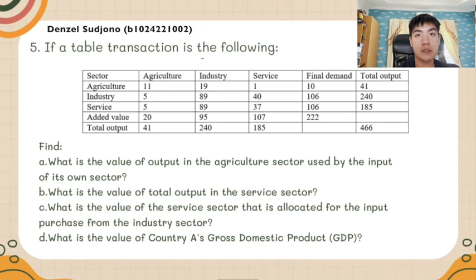If a transaction table is the following: agriculture, industry, service, total value, total output as the columns, and as the rows, agriculture, industry, service, final demand, and total output. You can see the table in the slides, and the questions are: A, what is the value of output in the agricultural sector used by the input of its own sector; B, what is the value of total output in the service sector; C, what is the value of the service sector that is allocated for the input purchased from the industry sector; and D, what is the value of country A's gross domestic product, GDP.